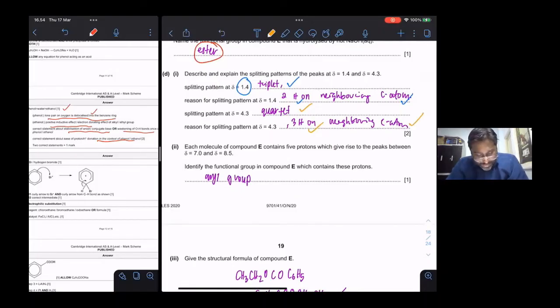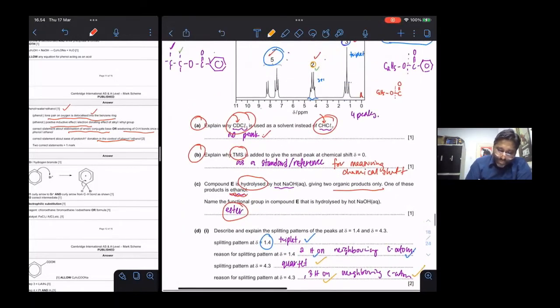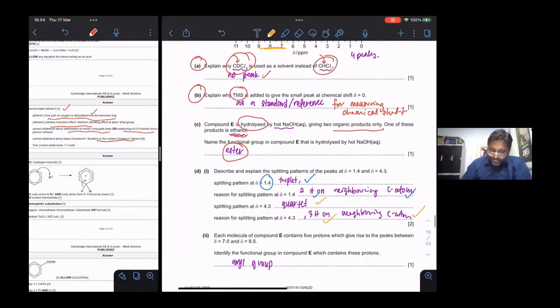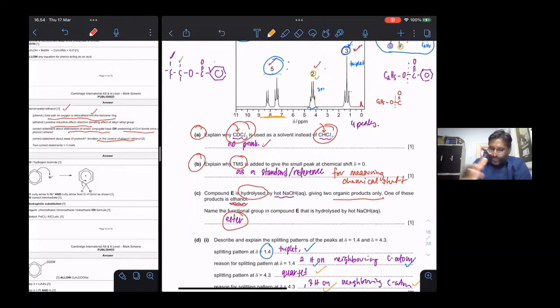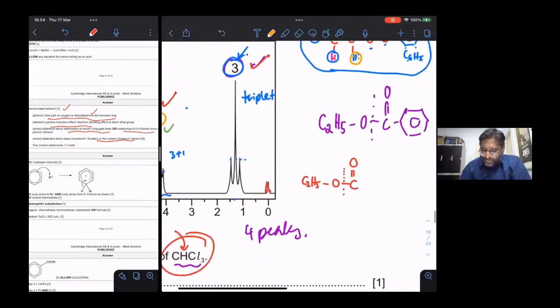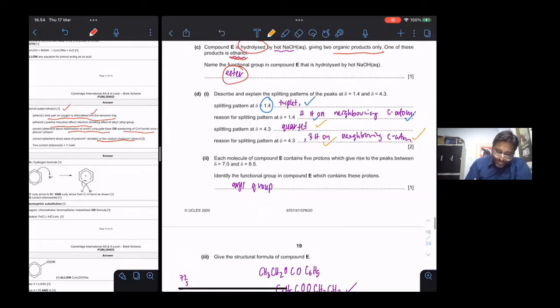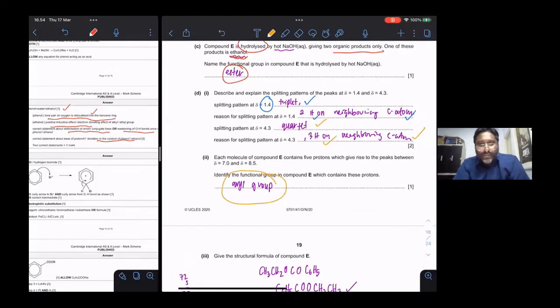Now, each molecule of compound E contains 5 protons, which give rise to peaks between 7 and 8.5. So here, from here to here, there are 5. It means basically they're quite close, and it is going to be 5. So identify the functional group. What functional group? The hydrogen. So they are attached to the aryl compound, the benzene. So they are attached to the aryl group.